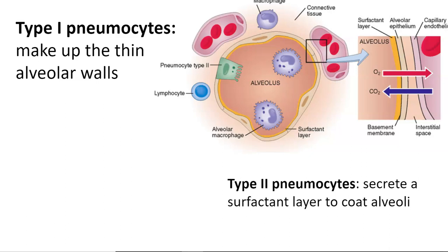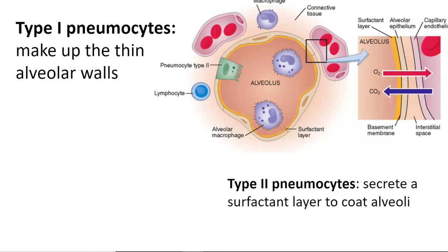Then you have type 2 pneumatocytes. Those are the green ones that you see. Obviously, they're not green in real life, just in this image. And they make something called a surfactant, which is going to coat the alveoli. So surfactant is going to be important because in order for diffusion to take place, you need to have moist membranes. So you cannot have diffusion through a dried out membrane.